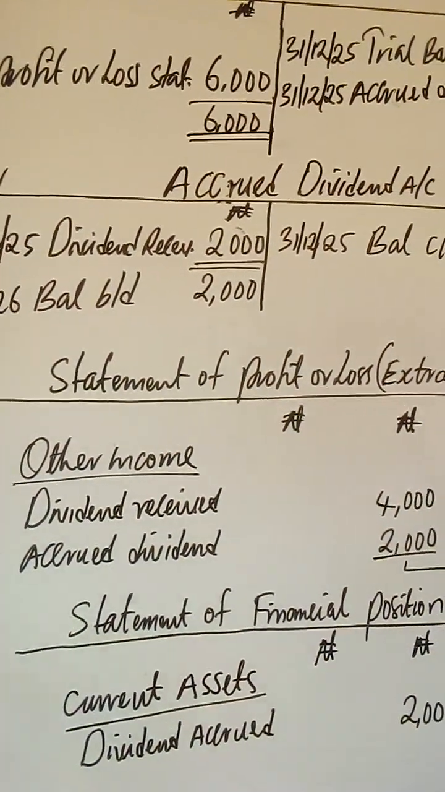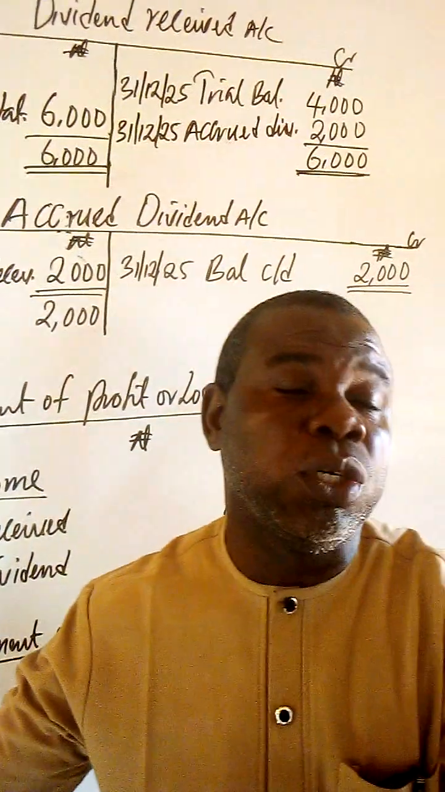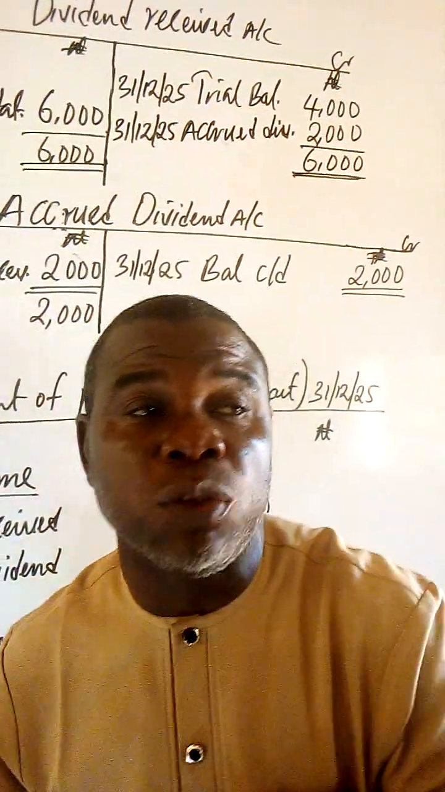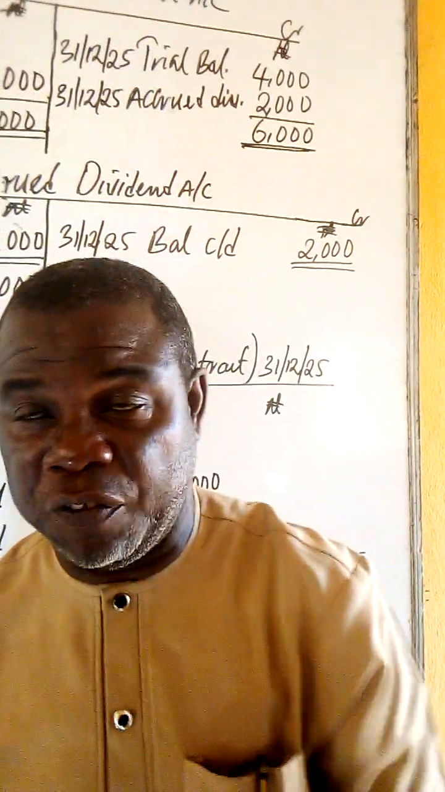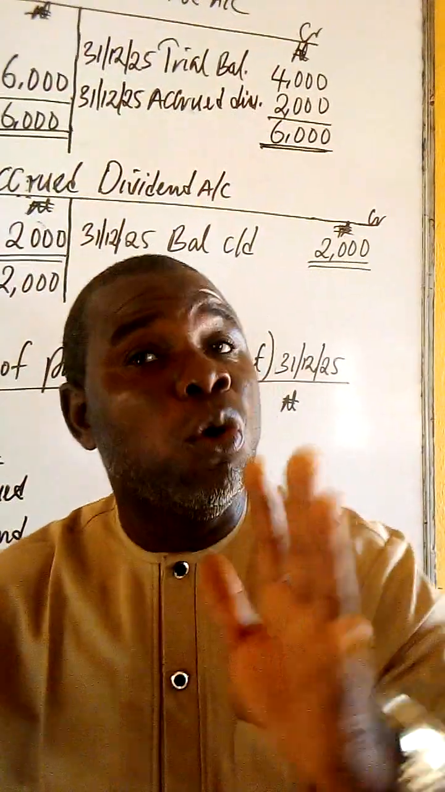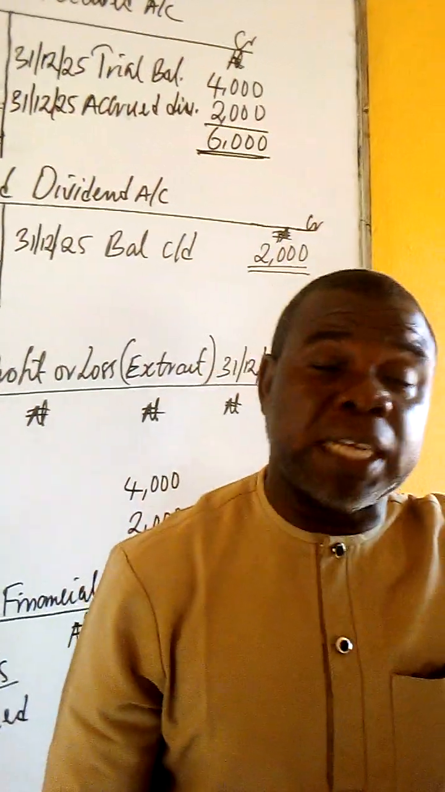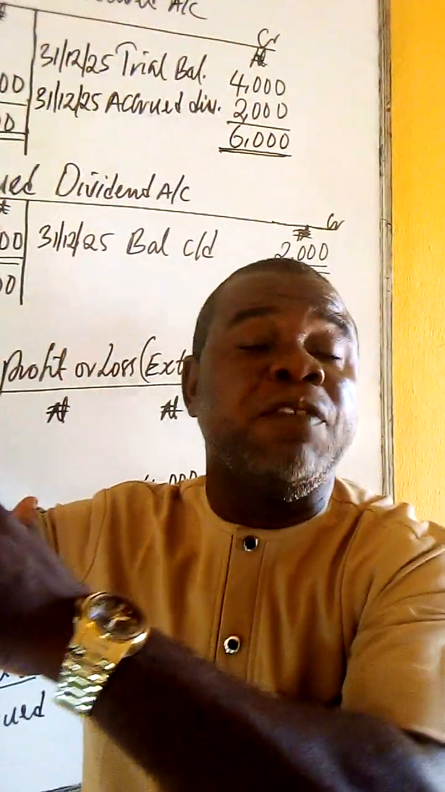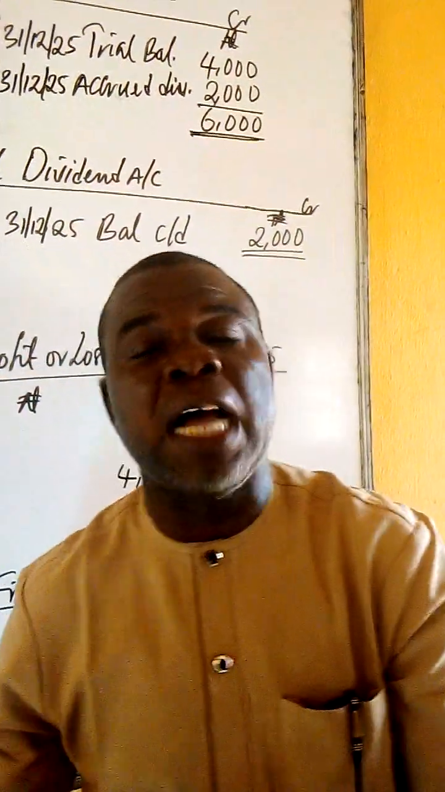Mind you, as you prepare your trading account, profit or loss account, you must start with the trading account. The trading account ends with gross profit. When you get your gross profit, the next segment is what is called other income. If you watched my video in the previous class, I gave the format of how to prepare the trading account, profit and loss account, and everything.